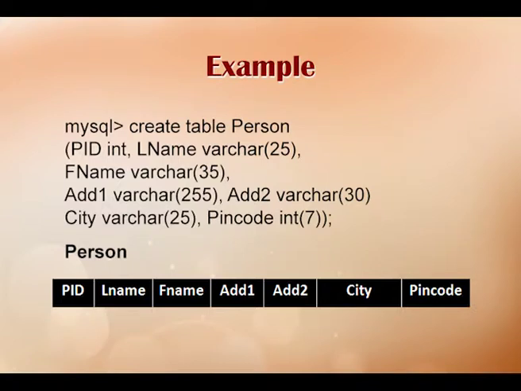Likewise, you can see the third example, the table name is person, and I have taken person ID, last name, first name, address 1, address 2, city, and then pin code. Here you can identify the PID, the person ID, as the primary key. Here it has not been given, however you can include PID as the primary key if you want to identify PID as the primary key.